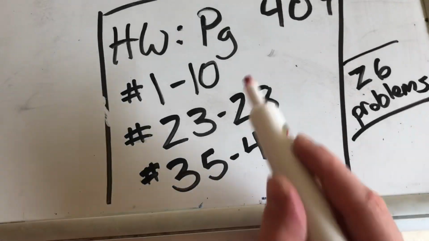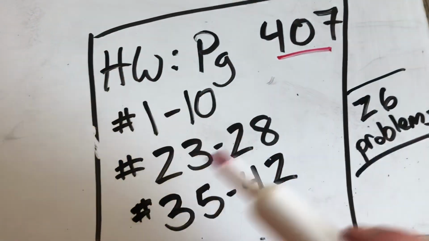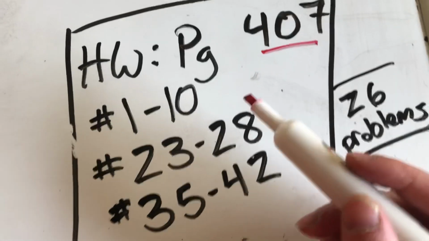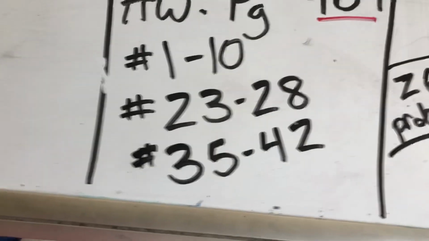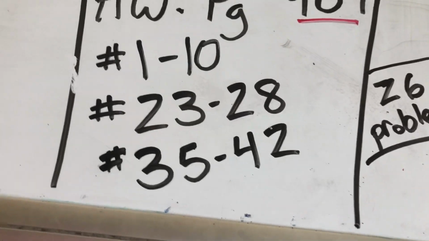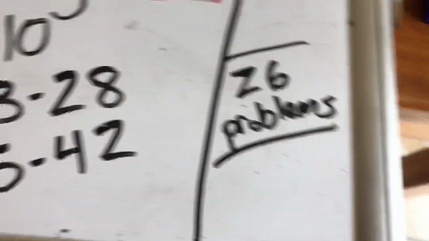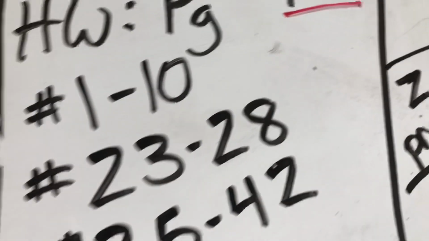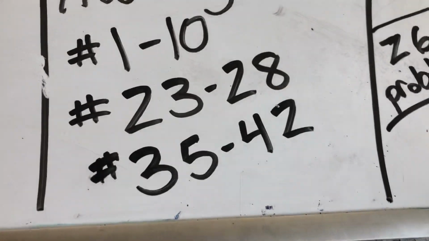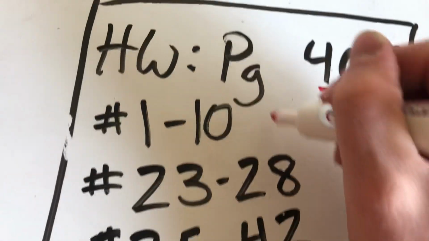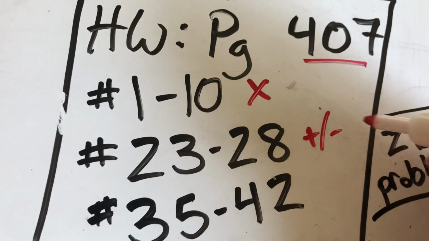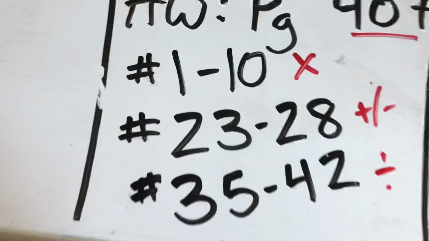You need to do page 407. It starts on page 407, numbers 1 through 10, and then numbers 23 through 38. And then you'll have to flip the page and do 35 through 42. It's 26 problems. All of them, you are just simplifying everything. The first section, this is multiplying. These are adding and subtracting, and that is dividing.